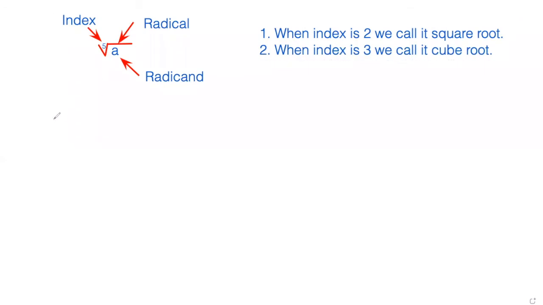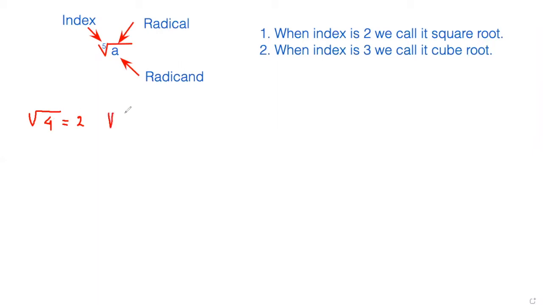Suppose I want to take the square root of 4. We write it like this. For a square root, the index is actually 2, but we don't write the 2. So the square root of 4 is 2. If you notice, the number multiplied by itself gives you the radicand. So 2 times 2 is 4.